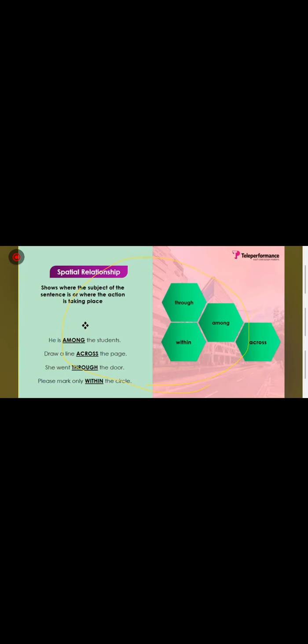So that's going in that direction through the door, but it's spatial because you can't actually go through the door, right? Because it's solid. Unless you are an invisible man who can cross and go through the door. And please mark only within the circle. You remember when you take the national exams that you will have to shade only within the shape?